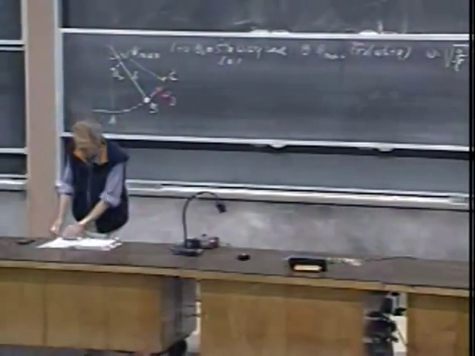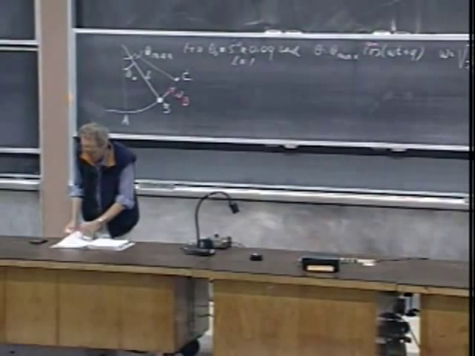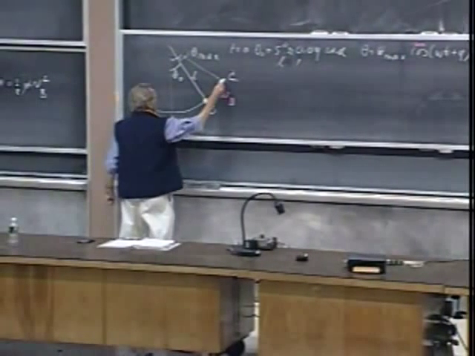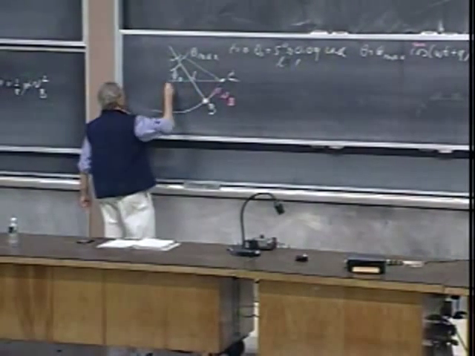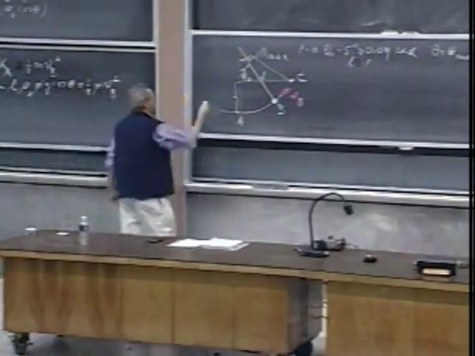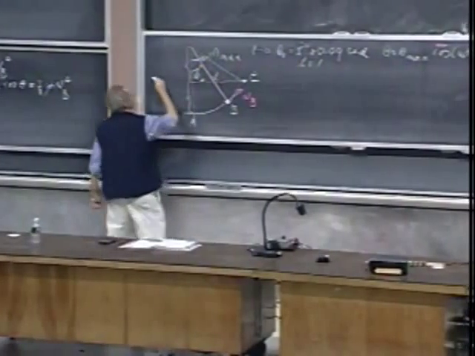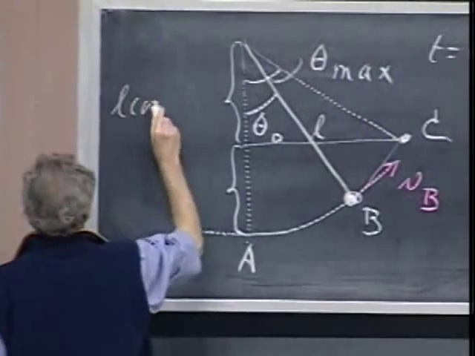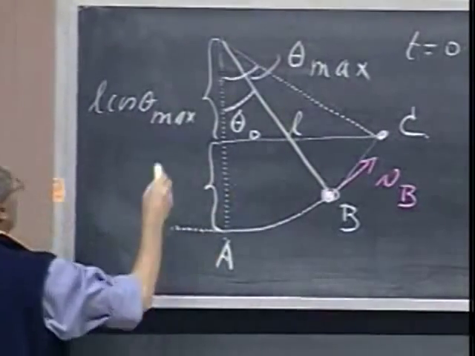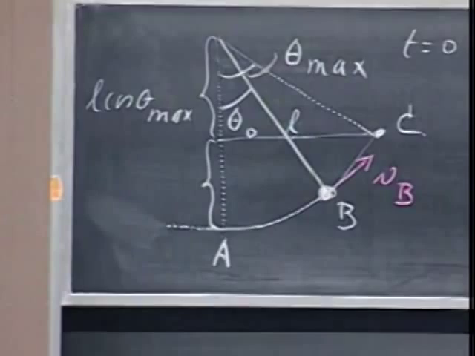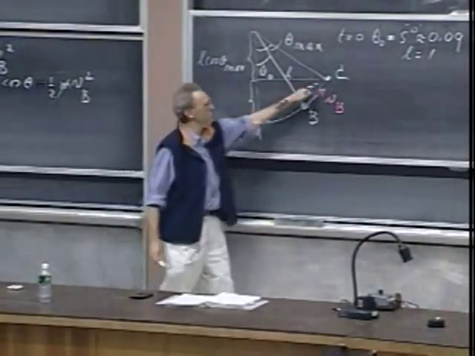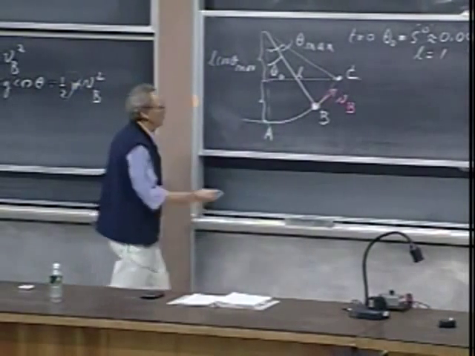And now a reasonable question is, what would be theta maximum? Well, if we knew this, then we would know what theta maximum is. Because this part here equals L times the cosine of theta max. And so this is L minus L cosine theta max. So it comes down to calculating how high this object comes above point A.